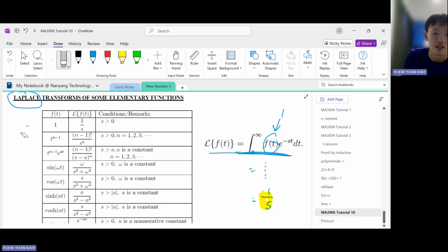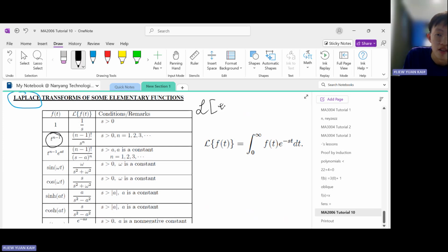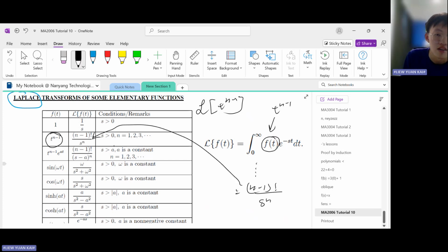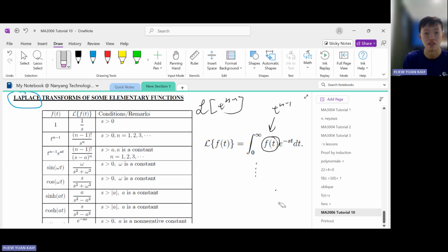Let's take a look at the second row. Laplace wanted to find the Laplace transform of this. So in order to obtain the second row expression, he replaced this f of t with t to the n minus 1, and then he did some derivation. Eventually, he arrived at the result n minus 1 factorial over s to the n, and then he put this result into here. So this is how Laplace obtained these results.